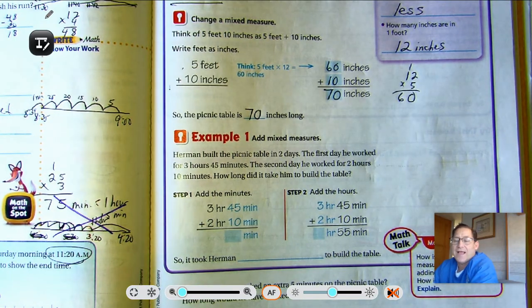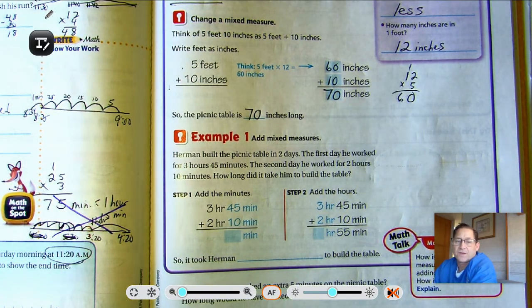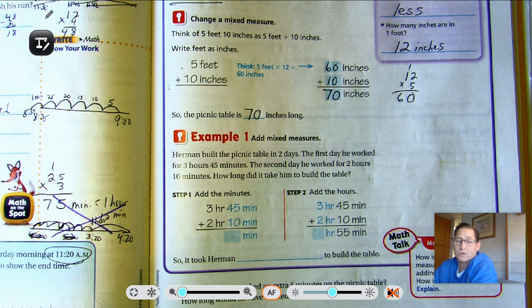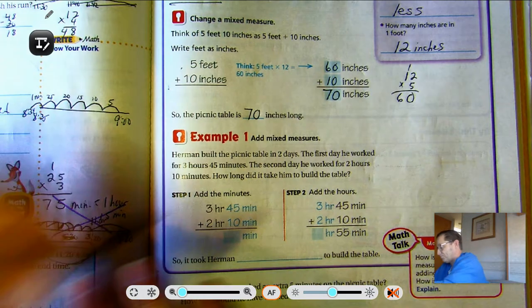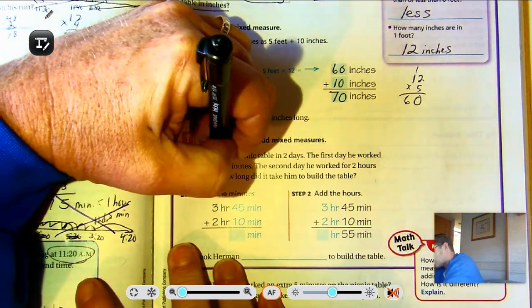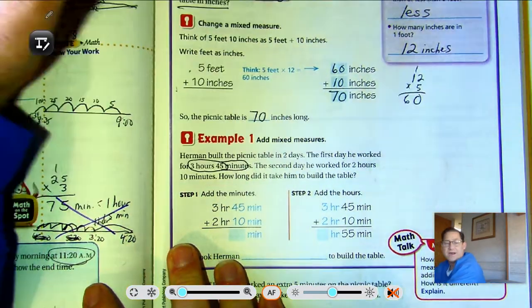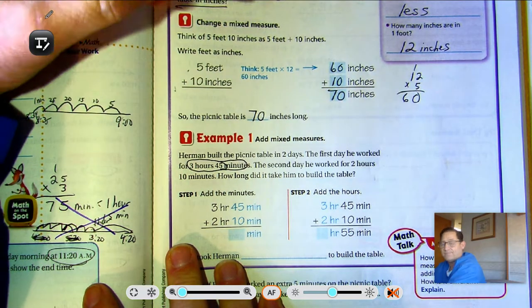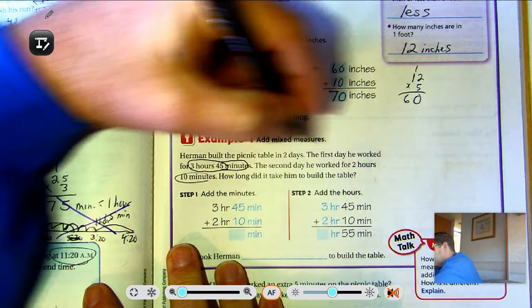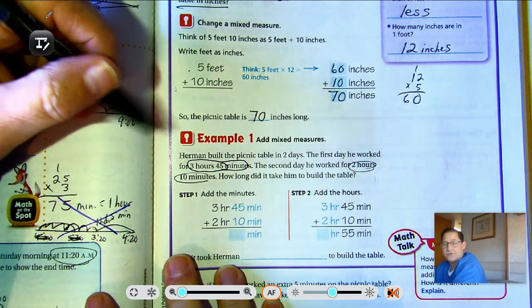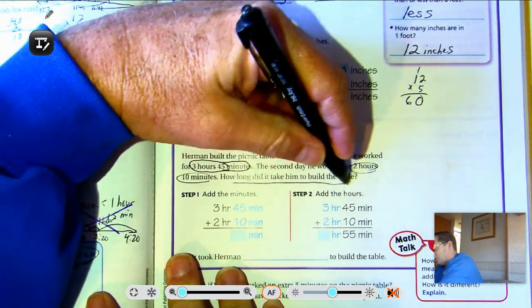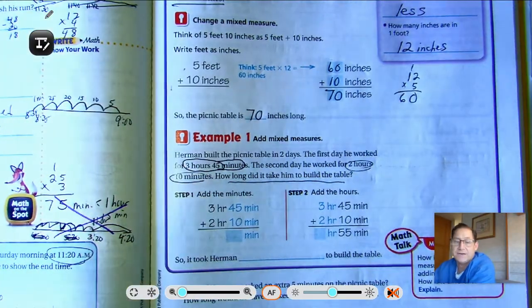Example 1, how about adding mixed measures? Herman built the picnic table in 2 days. The first day he worked for 3 hours and 45 minutes. The second day he worked for 2 hours and 10 minutes. How long did it take him to build the table? So we have 3 hours and 45 minutes one day, 2 hours and 10 minutes another day. And the question is, how long did it take him to build the table?